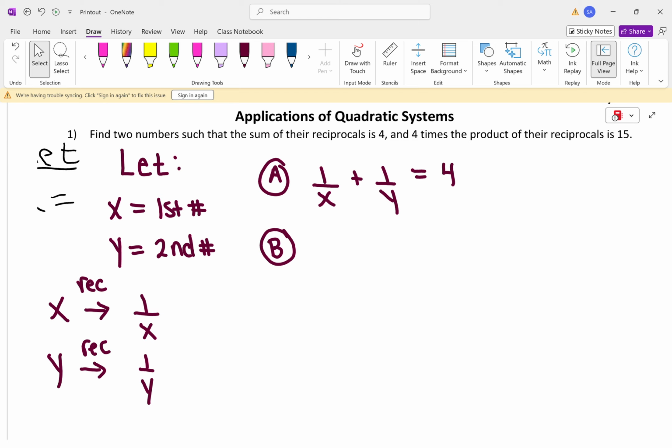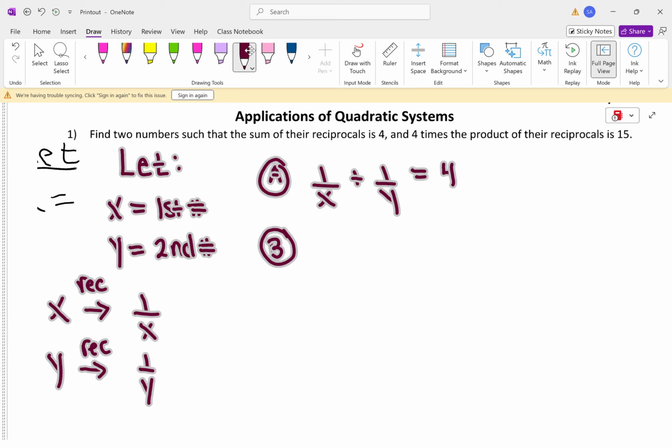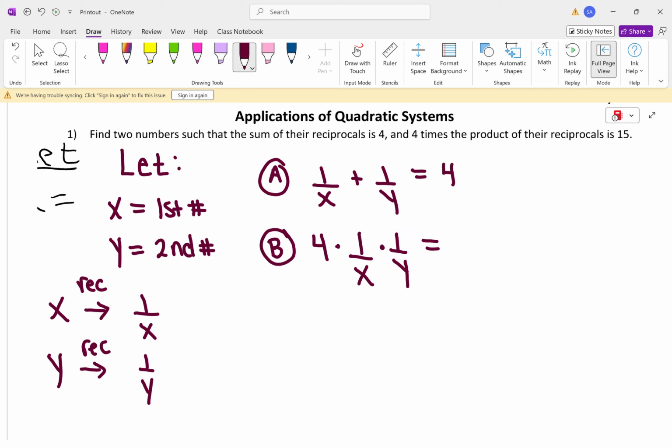Okay, so now it's saying 4 times the product of their reciprocals is 15. So we're going to do 4 times, product means multiplication. So I'm going to multiply 1 over x times 1 over y is equal to 15. So for my second equation, I'm going to combine this, and I'm going to get 4 over xy equals 15. So right now, I finally have my two different equations. Now I need to solve.